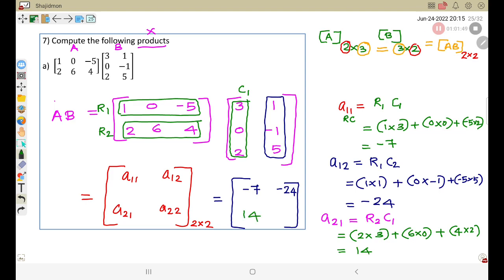I hope you understood. Now A22, same way you can calculate. A22 means row number 2 with column number 2. Row number 2: 2 multiply 1 plus 6 multiply minus 1 plus 4 multiply 5. Check the answer: 2 multiply 1 is 2, plus 6 multiply minus 1 is minus 6, plus 4 multiply 5 is 20. So the answer is 16. This is the answer, a 2 by 2 matrix. Hope you understood this multiplication.